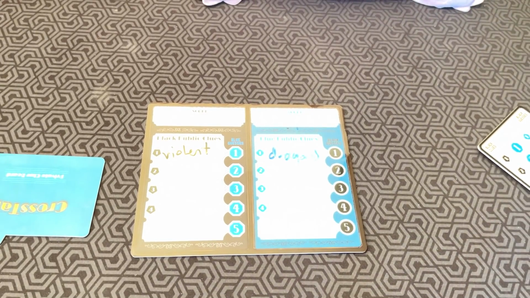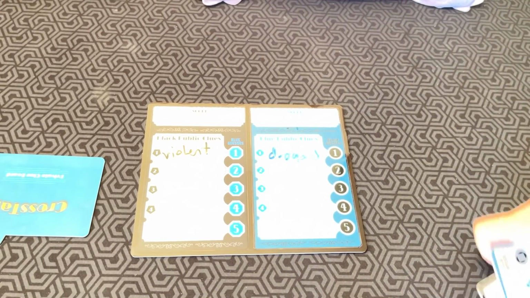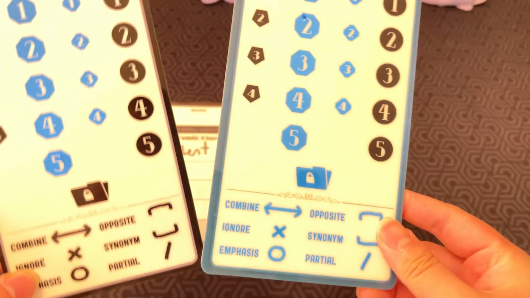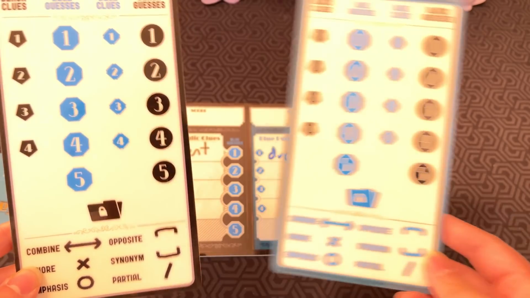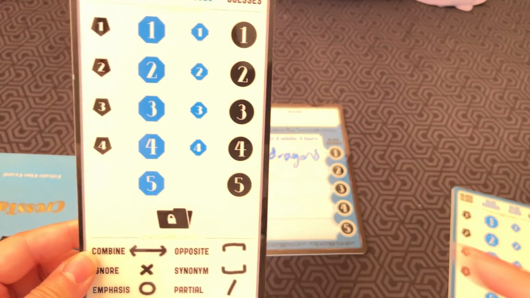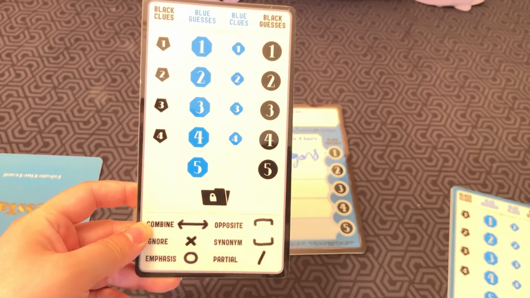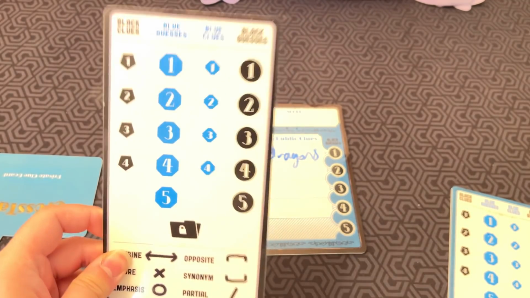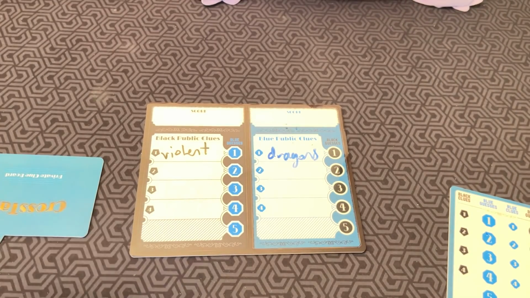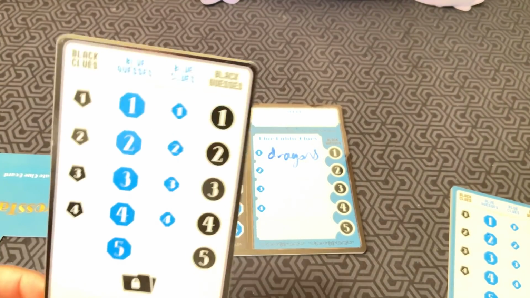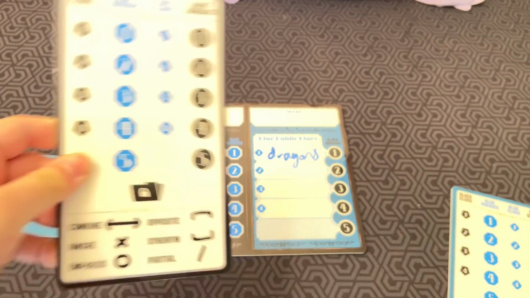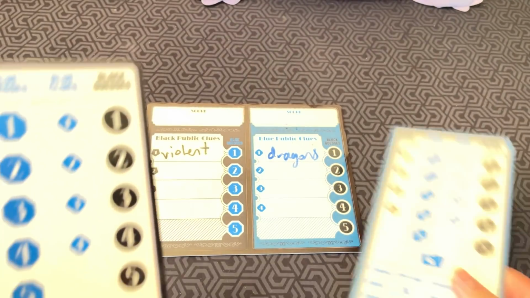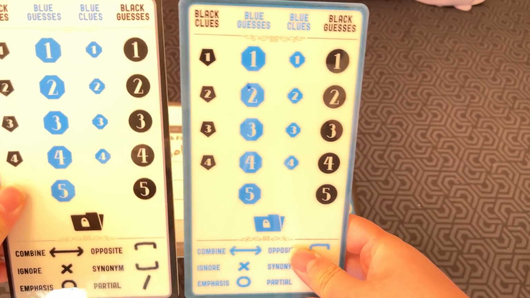Now, the game also does come with hint boards. Hint boards are ways to communicate like clues and guesses. Like you can say, okay, no, that was the opposite of that, or this one's a synonym. I personally didn't think these were necessary at all. I think the game is fun where you are just going off the clues. And this felt like it made it too easy. So I would recommend not playing with these. But if you have a group that is struggling, then I could see these coming in handy.